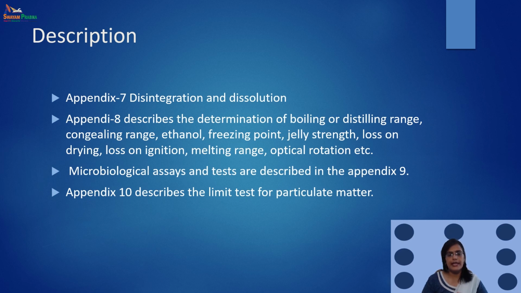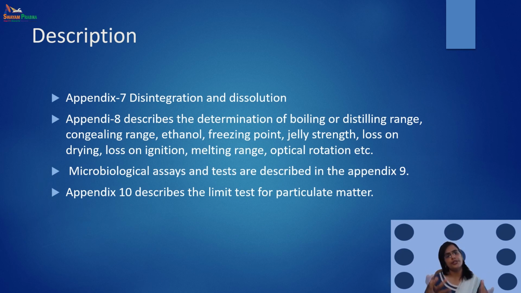Appendix 8 describes the determination of boiling or distillation range and congealing range, ethanol, freezing point, jelly strength, loss on drying, loss on ignition, melting point, optical rotation. So all this information is given in Appendix 8.